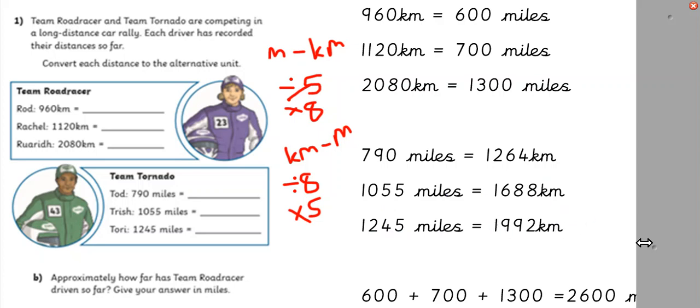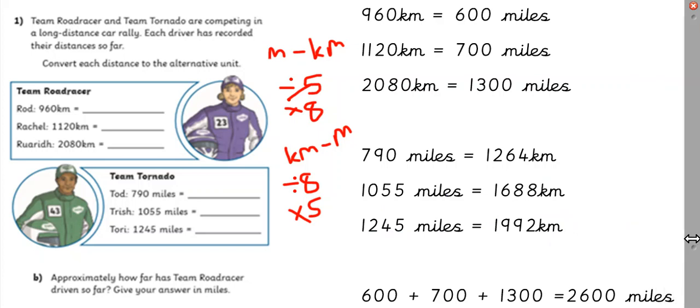Okay, so if we have a look at the second one then, approximately how far has Team Road Racer driven so far? Give your answer in miles. So I'm going to look at my miles here. I'm going to add them up. So I've got 600, add 700, add 1,300, which equals 2,600 miles.